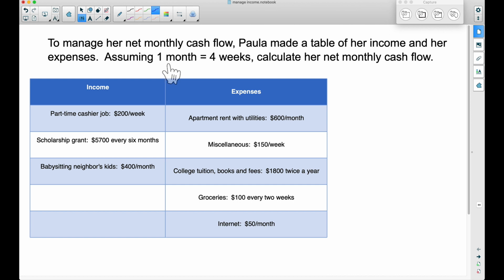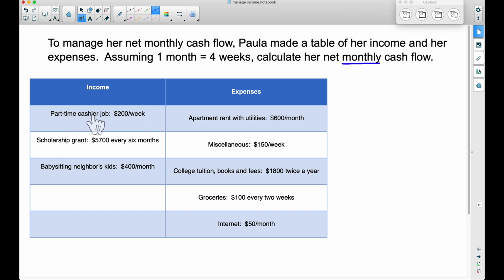Now sure, some months have more than 4 weeks, but for this problem we're going to assume that anytime we have a week thing popping up, 4 weeks will give us a month. And we are trying to calculate her net monthly cash flow, so everything needs to be based on a month. Let's look at her income.